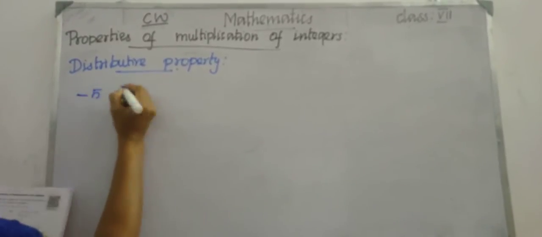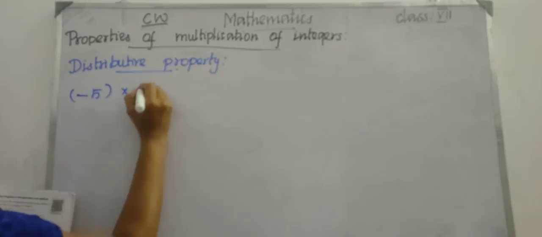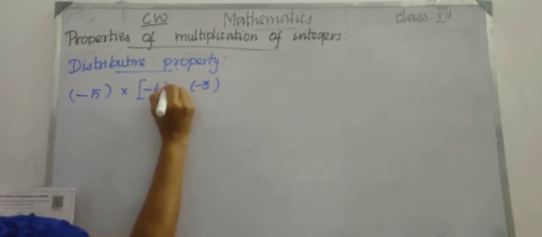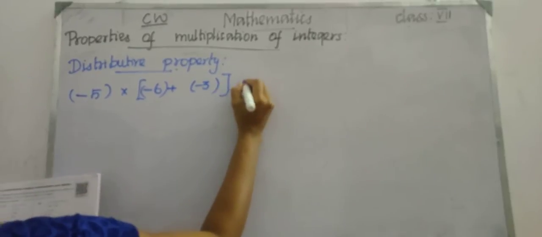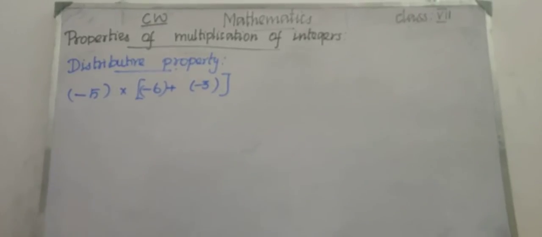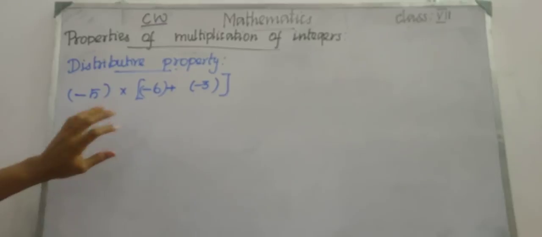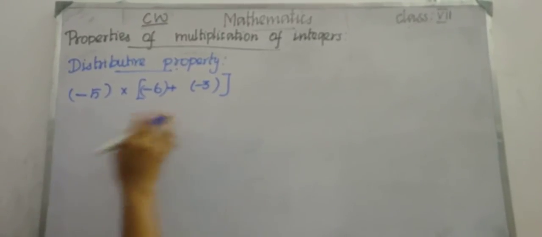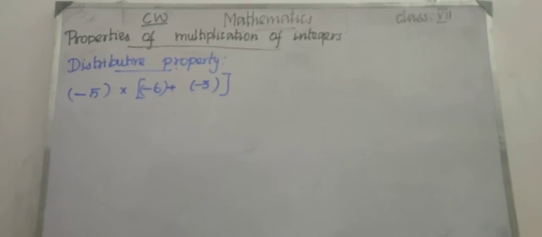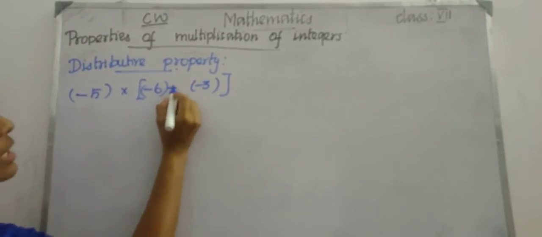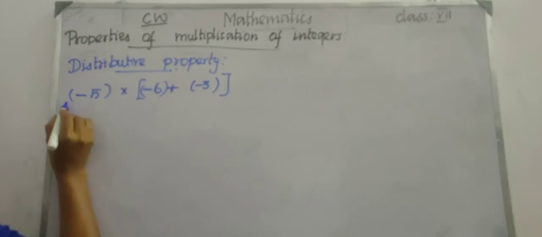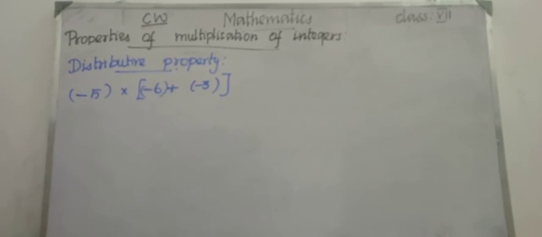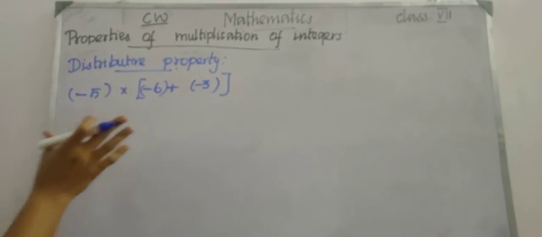Minus 5 into minus 6 plus minus 3. We are having 3 integers, right? But we can write this in another way. First of all let us solve this. Here we are having plus. Inside the bracket I am going to add. So let us solve this one first.